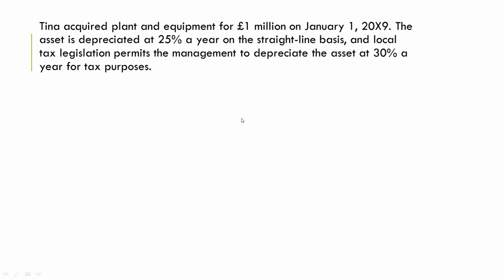Okay, if you look into the second one here, this time it is about plant and equipment that you just bought on the 1st January, and the cost is 1 million, and depreciation is 25% on a straight line basis. So this is your accounting depreciation. This 25% is for accounting purpose. Meanwhile, the local tax legislation permits the management to depreciate the asset at 30% a year for tax purpose.